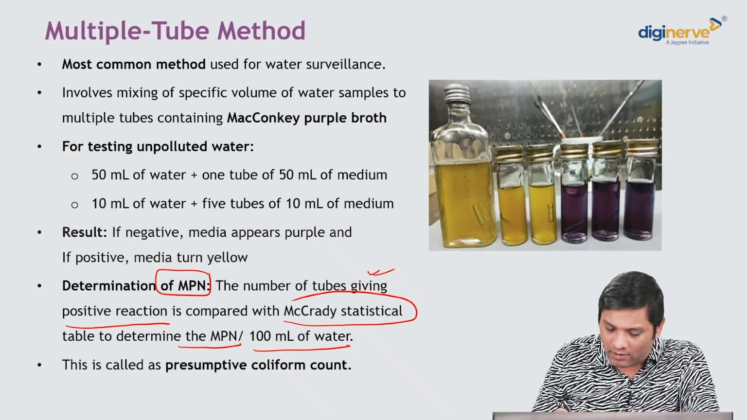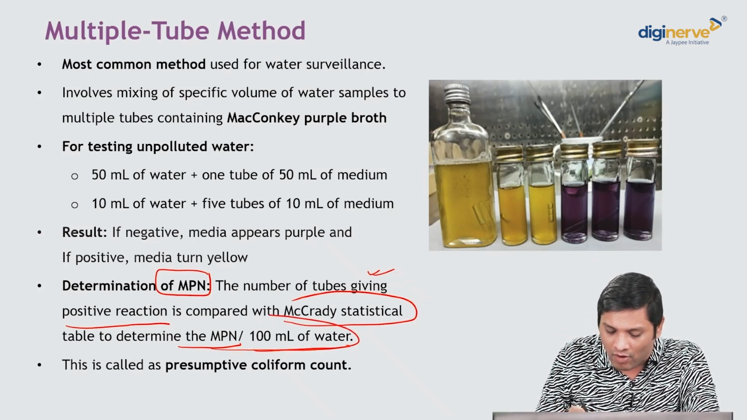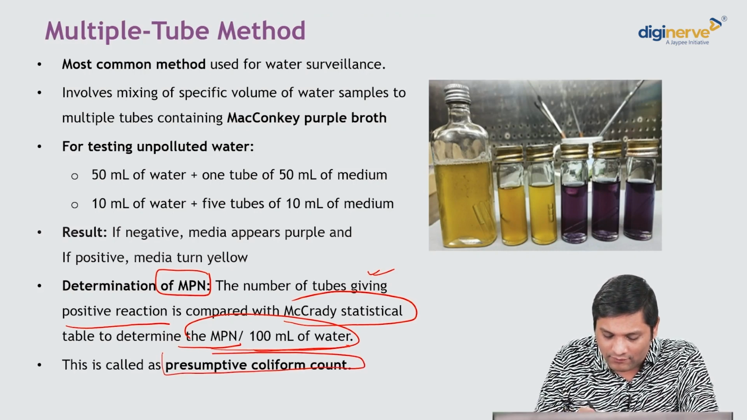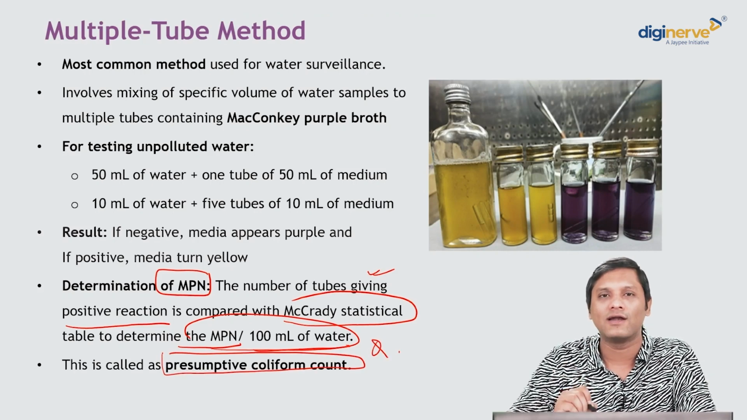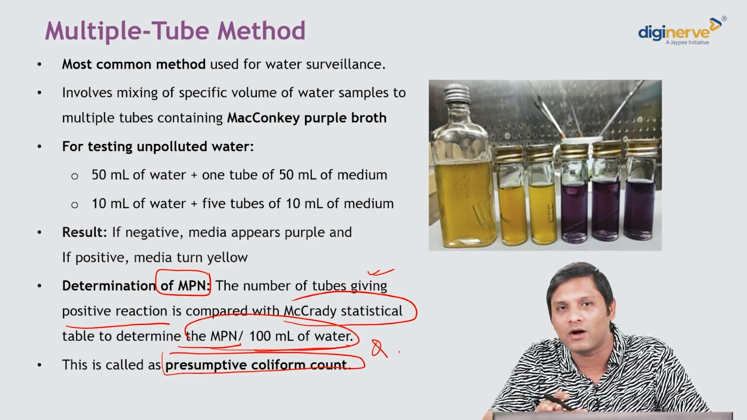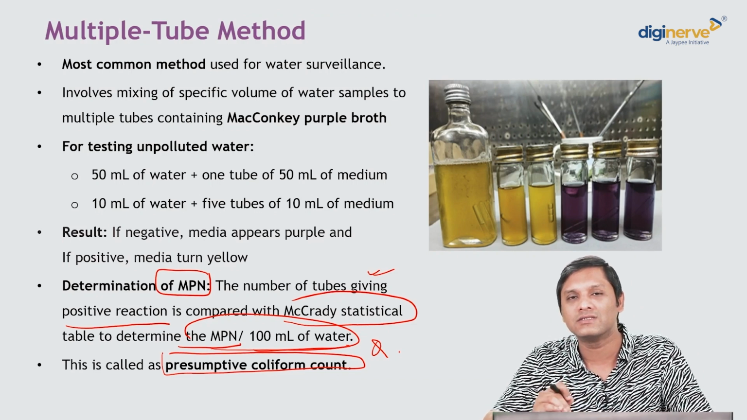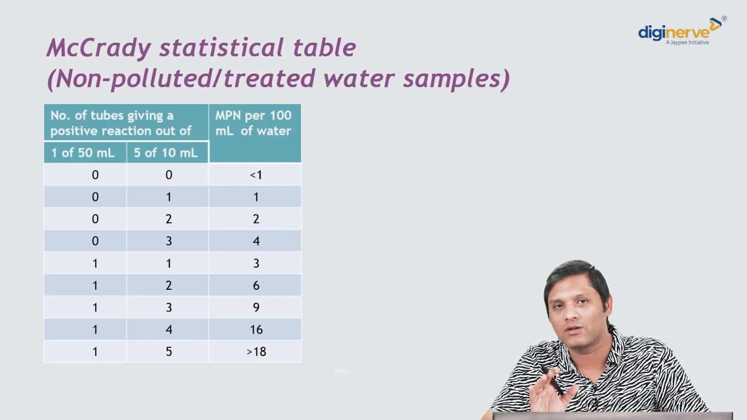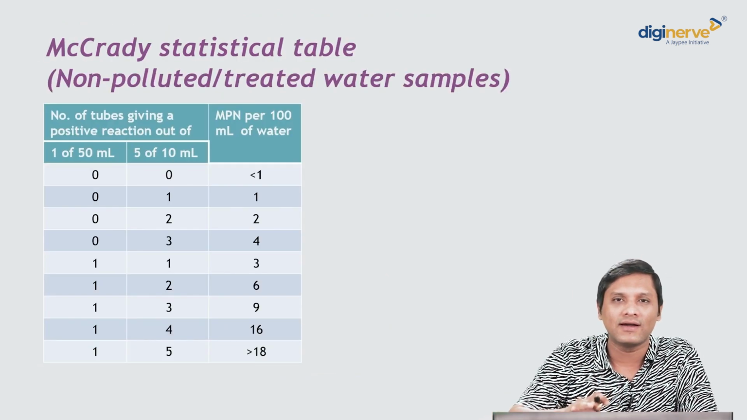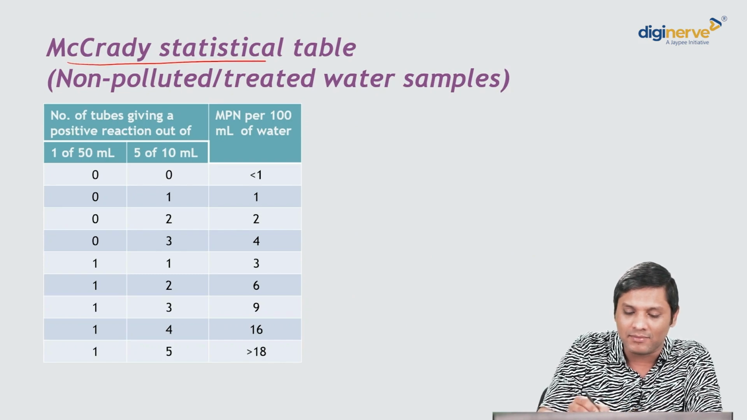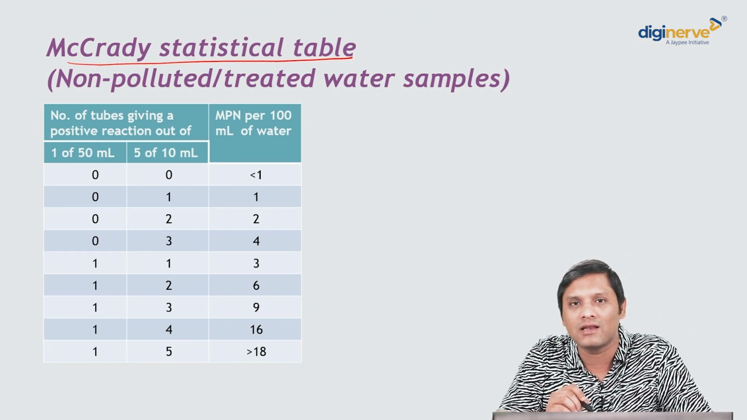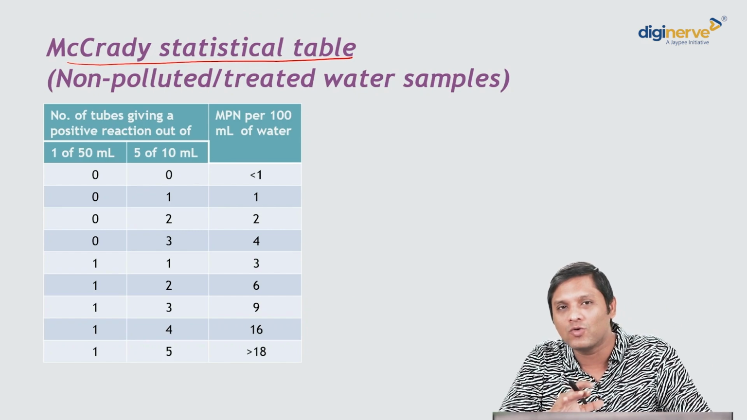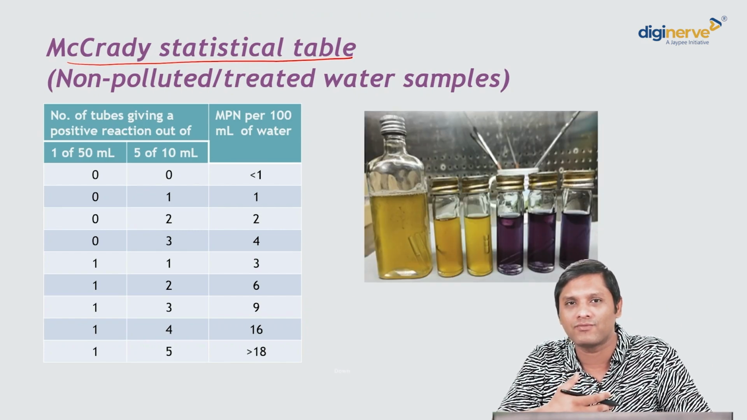The most probable number per 100 ml of water sample is also called the presumptive coliform count. It indicates that there is coliform organism contamination in the water. Okay, now I will show you the McCrady's table. So you can see that this is the McCrady's statistical table. I will show you one example also, the same example we have discussed.